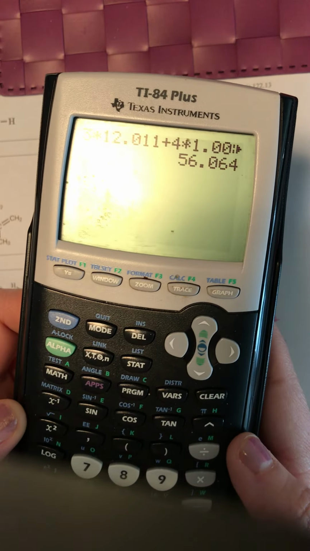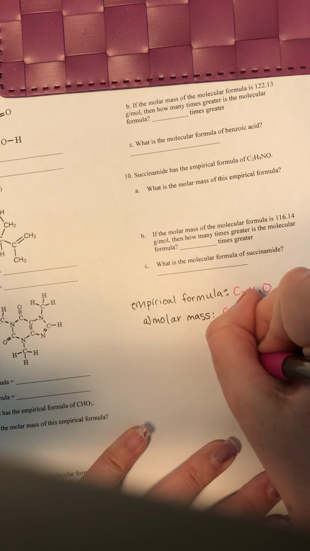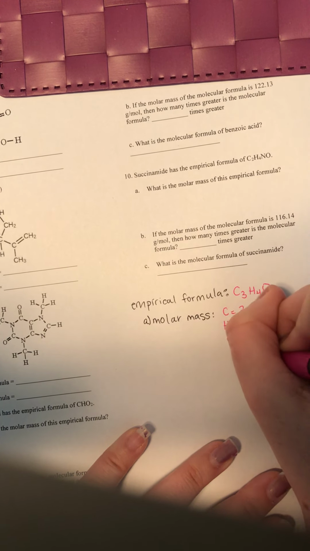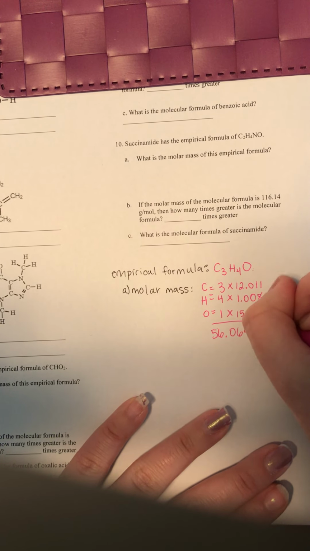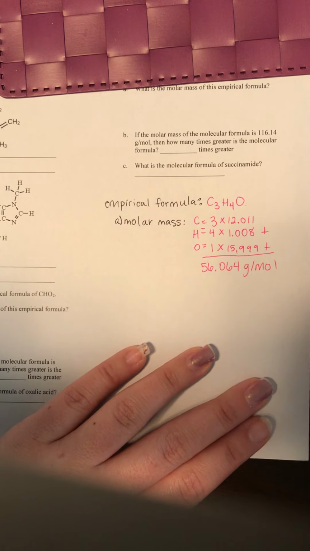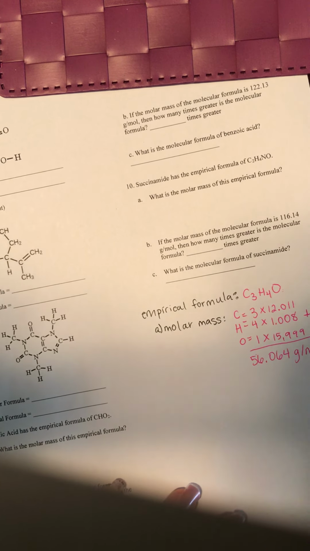Okay, so what I got is 56.064. And remember, molar mass is measured in grams per mole. Okay, so that's our answer for part A.